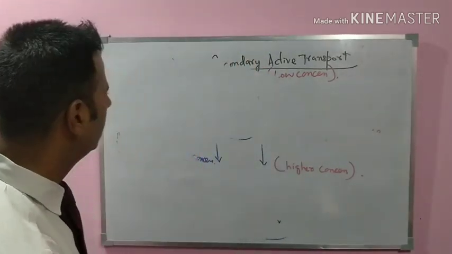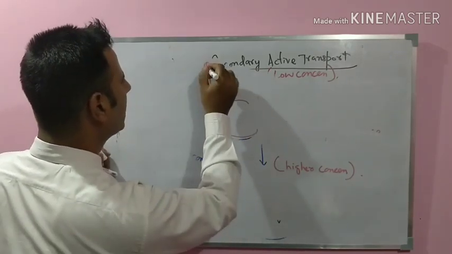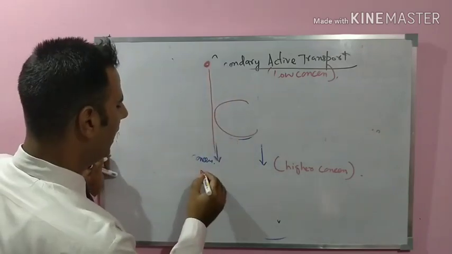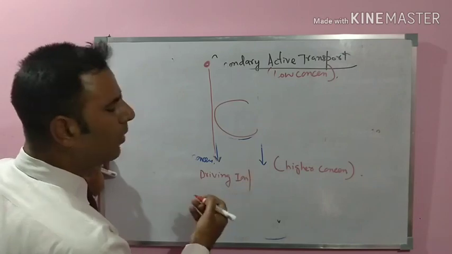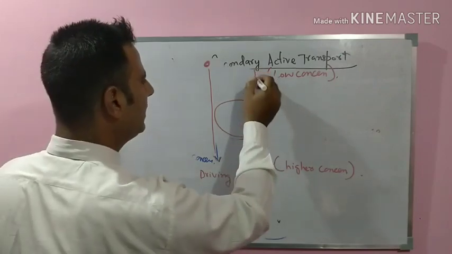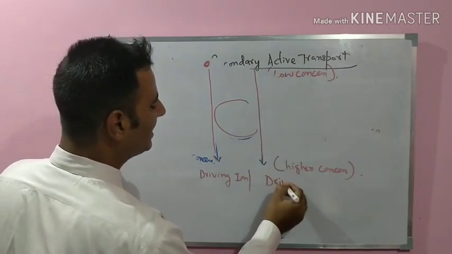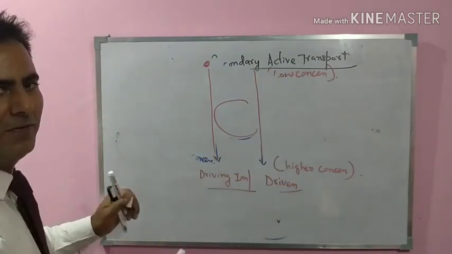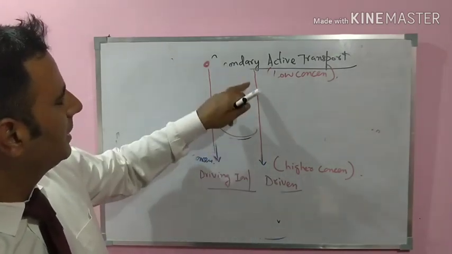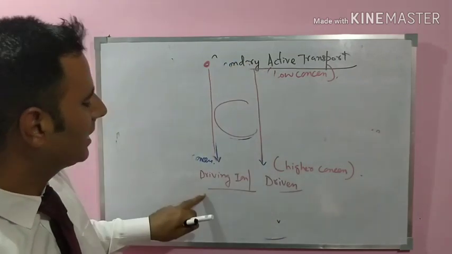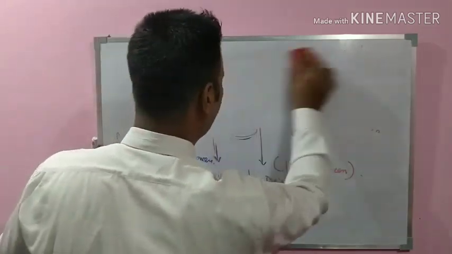Okay, one more thing. This type of substance, which is following the concentration gradient, is known as the driving substance, driving ion, or driving molecule. And this type of substance, which is moving from low to high, is known as driven, because it is being driven by the driving ion. This is the driving ion, and the second is being driven because of the driving one. And I will quote two examples, in the case of symport and antiport.